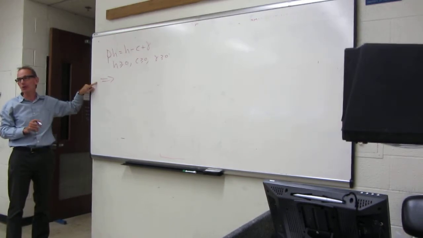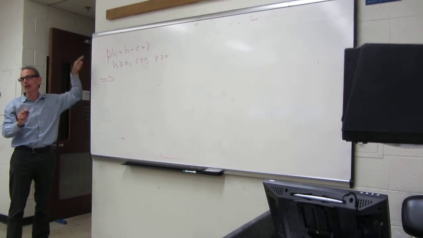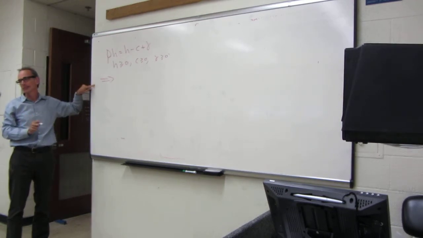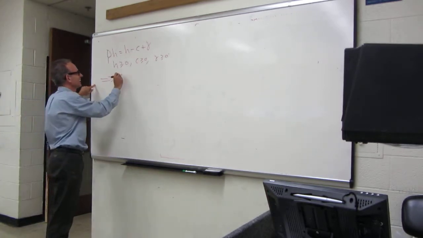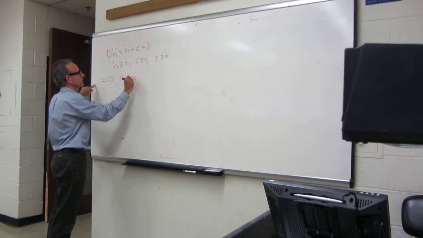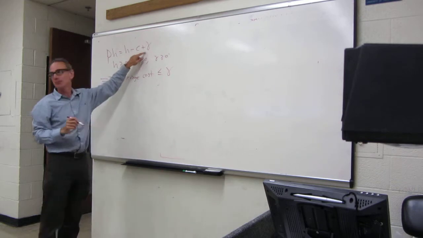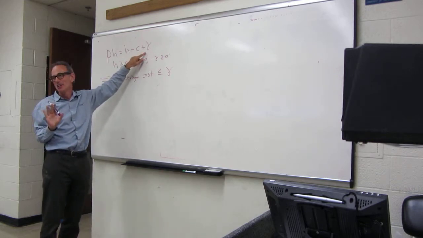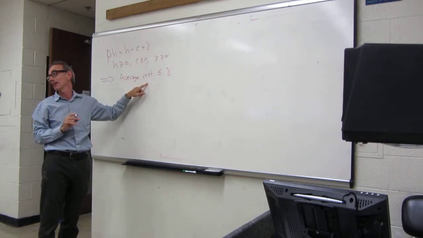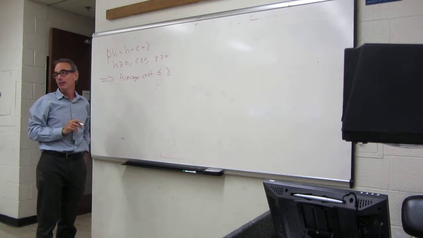But what does this imply? What do you know? You could quote a theorem. This implies the average cost is bounded by gamma. Yes. And that's why I used a different symbol, not an eta, because it can be strict. It can be strict. And so you've got to be careful.